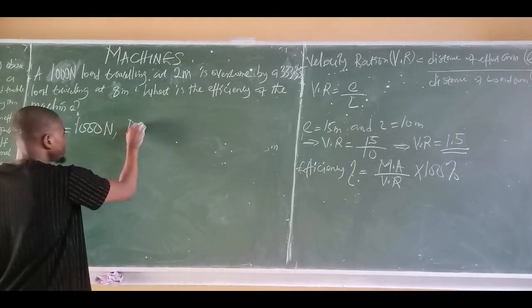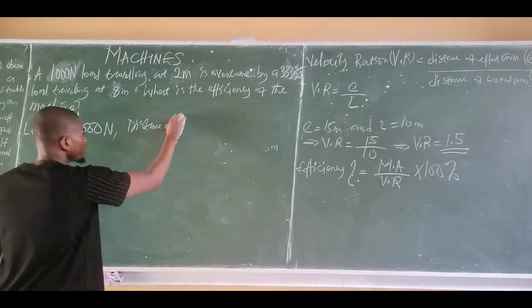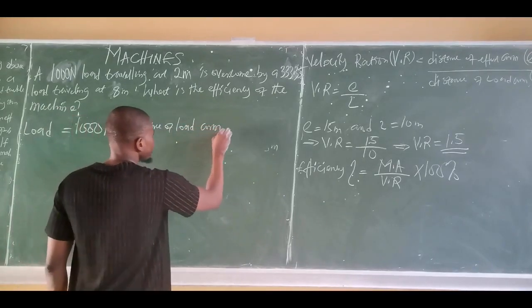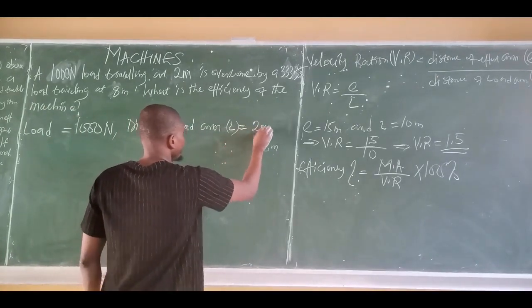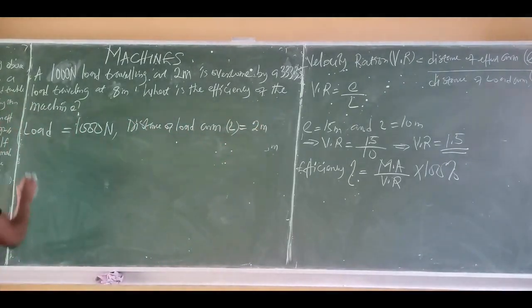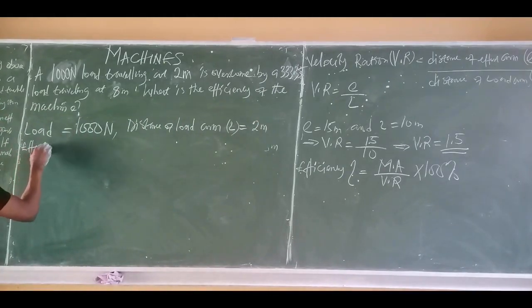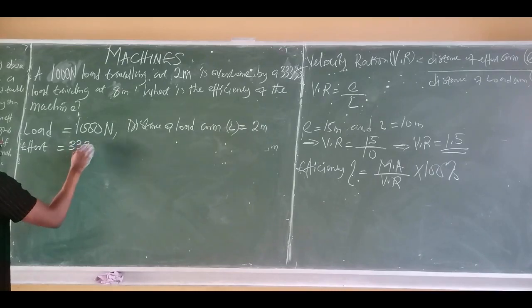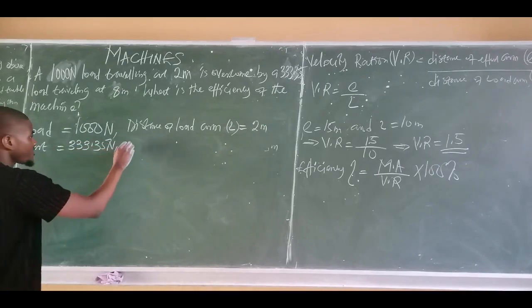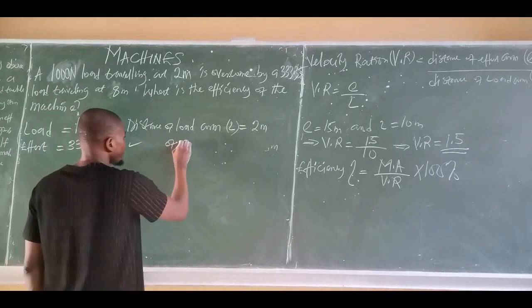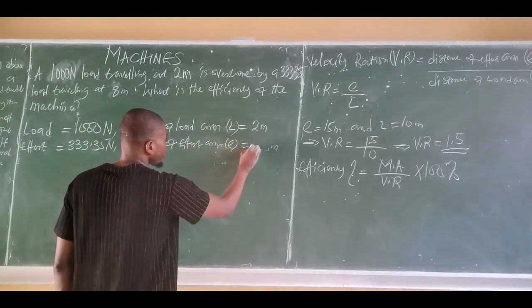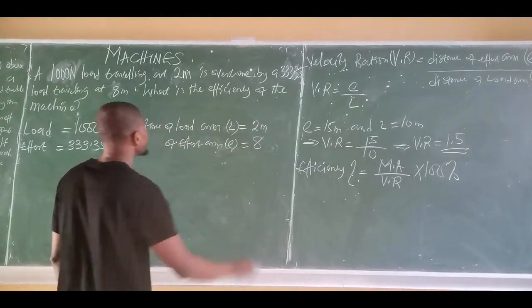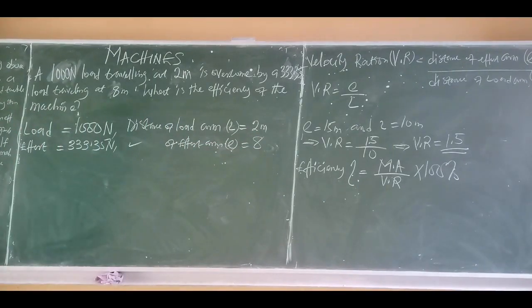So the distance traveled by the load arm, we'll call that L, is simply equal to 2 meters. It is overcome by, hence that becomes the effort. Effort is equal to 333.35 newtons, which is traveling at a distance of effort arm. The distance of effort arm, which is E, is equal to 8 meters. Now the question says, what is the efficiency? So efficiency is unknown in this case.